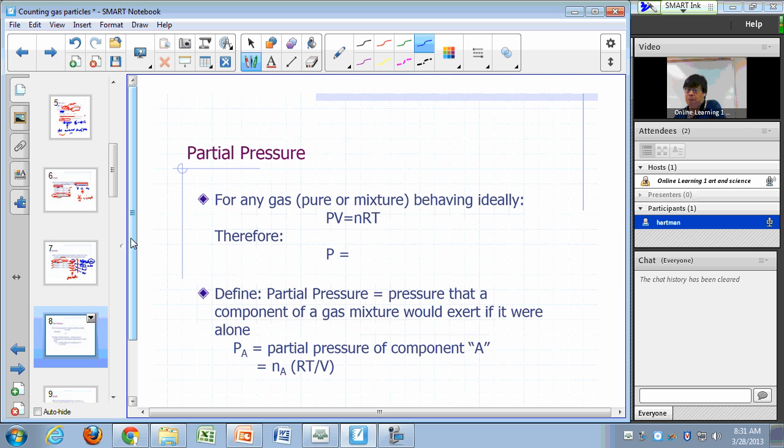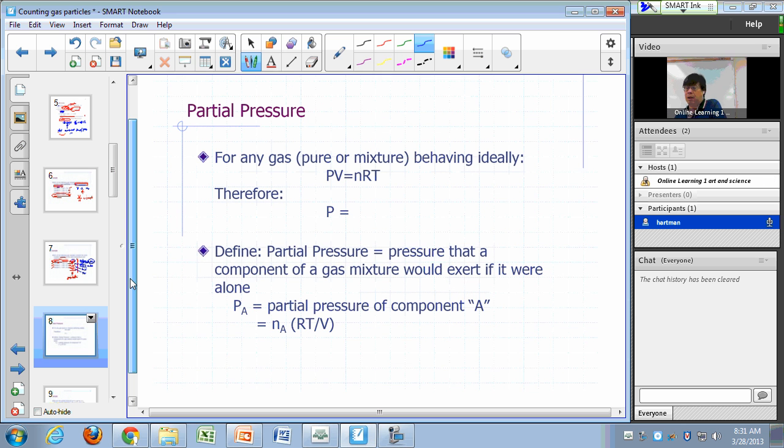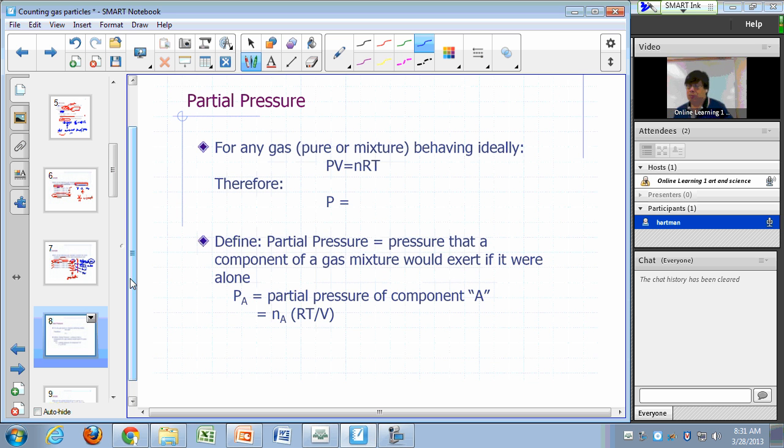All right, let's talk about mixtures now. And when we're dealing with mixtures, we can define what is known as the partial pressure. Okay. So before we do that, let's just go back to our ideal gas equation. For any gas, whether it's pure or a mixture of different particles, if it's behaving ideally, you say that the equation PV equals nRT is obeyed. So if you want to solve for pressure from this equation, what would you do?